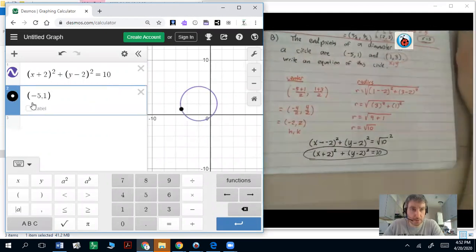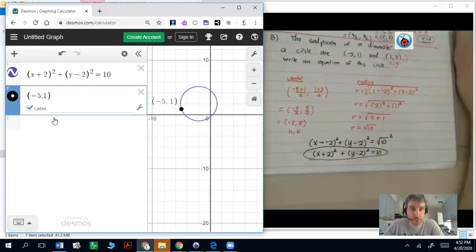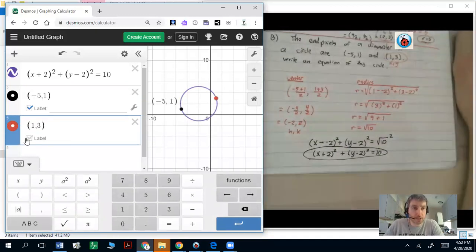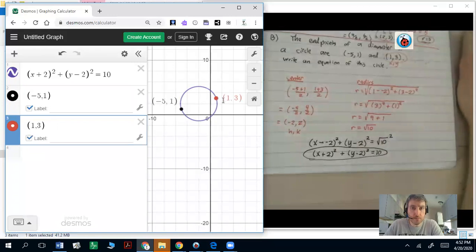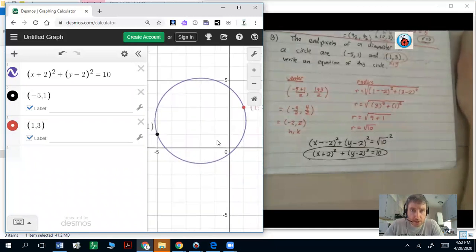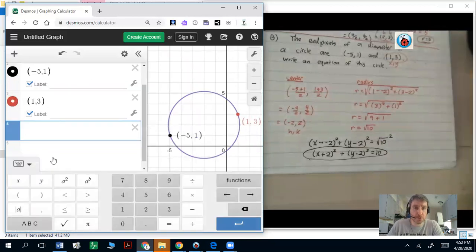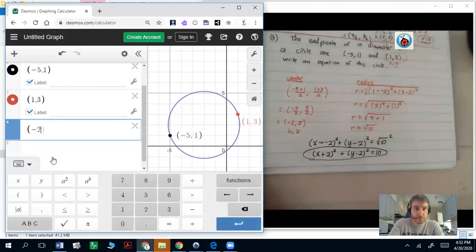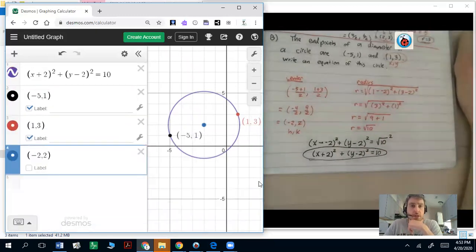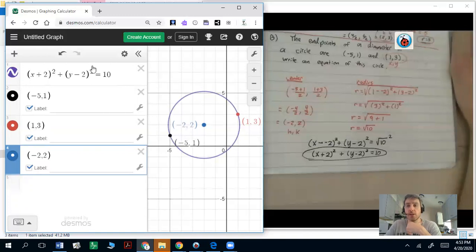Okay, it appears that that point is on the circle. We also wanted to go through (1, 3). Looks like that point's on the circle. And our center should be negative 1, or excuse me, not negative 1. Should be (-2, 2). So let's do that. And we are good. Looks like everything fits in there nicely. We got our center there, we got these two points, we got our circle, we got our equation. All is right with the world.